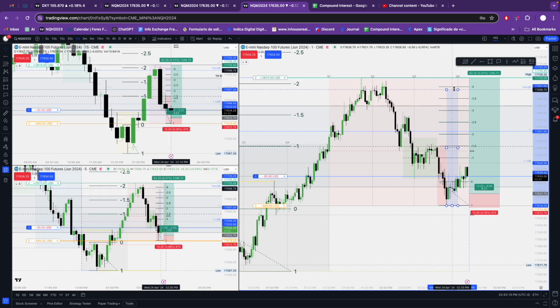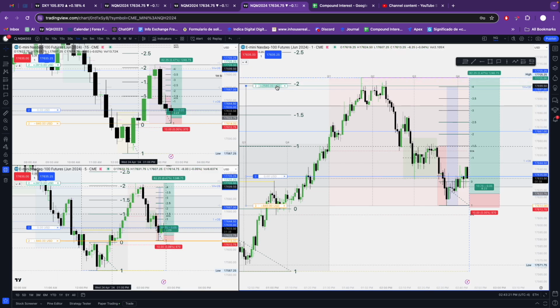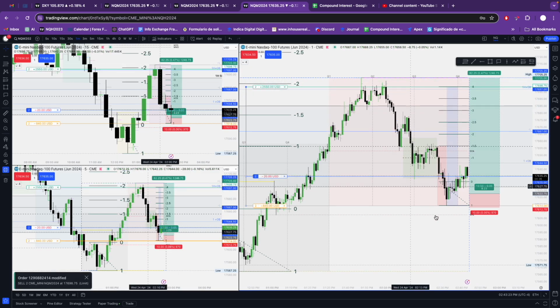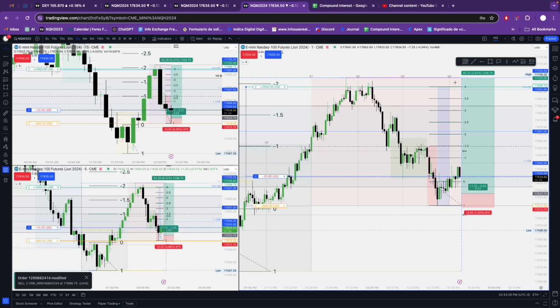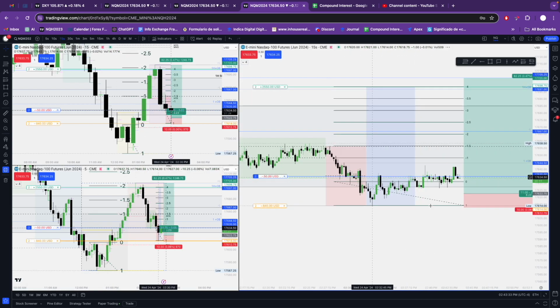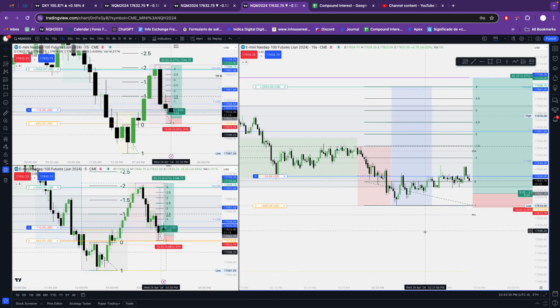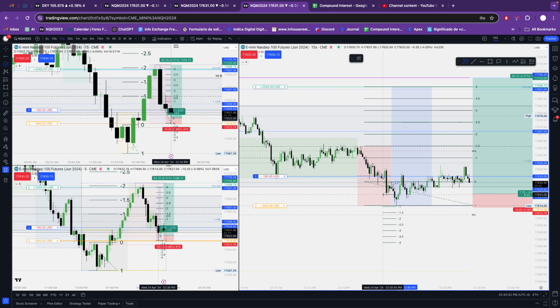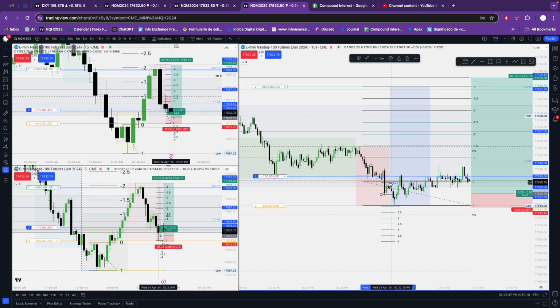Not bad. Let's see if we can come up to here. Small level 2. Well, this looks like accumulation, manipulation, distribution, market structure shift here, liquidity here, fair value gap, bodies holding.